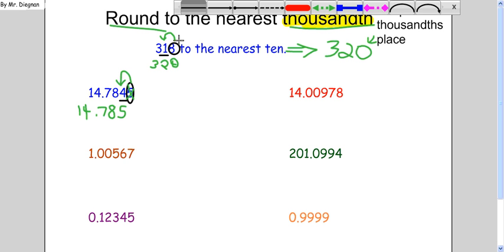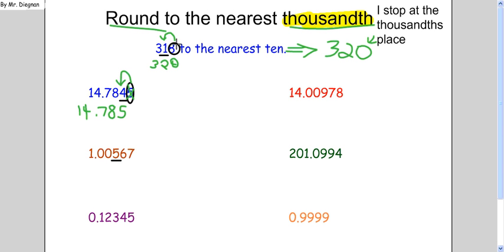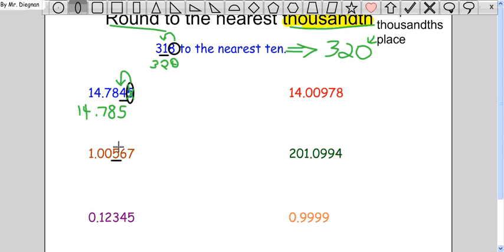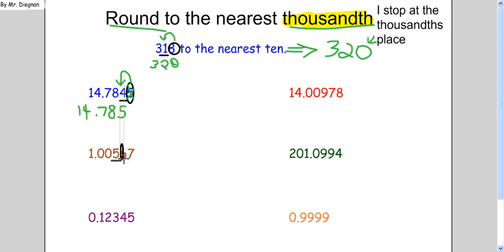So let's take a look at another one. So let's start by going to the thousandths place. So here's our tenths, our hundredths, our thousandths. That's the 5. So then what do I do next? I circle the, tell your partner. Yes, that's right. I circle the 6. And then I draw my little arrow. What does 6 tell 5 to do? Well, 6 tells 5 to round up.